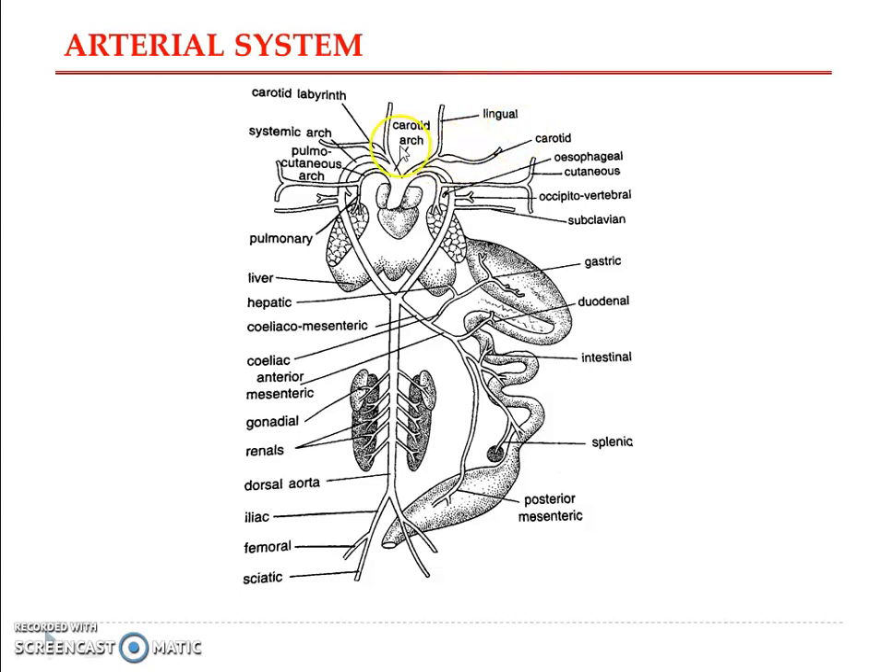Now the next one we have is the pulmocutaneous. The pulmocutaneous gives off two branches, the cutaneous branch, a very large one, and a pulmonary branch to the lung on the respective side.